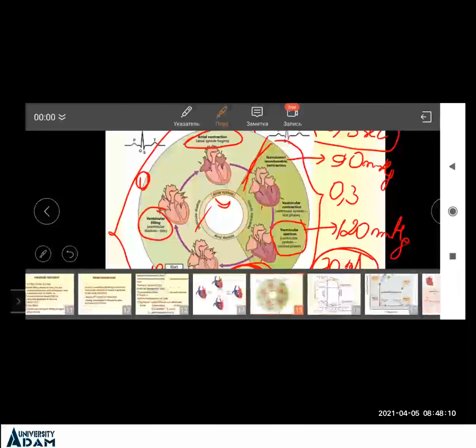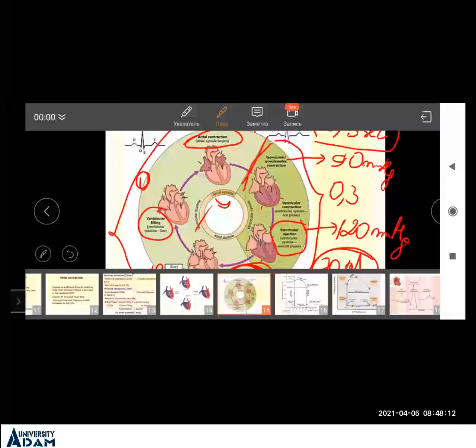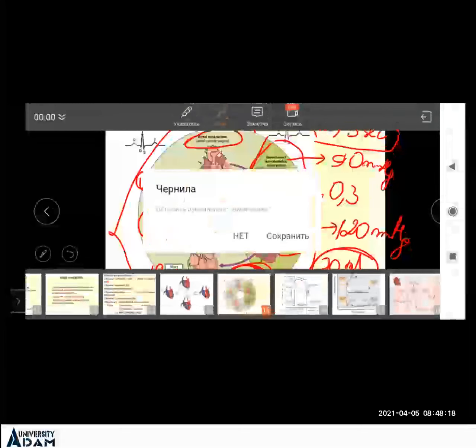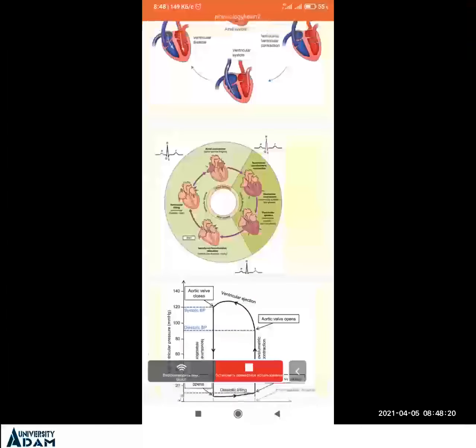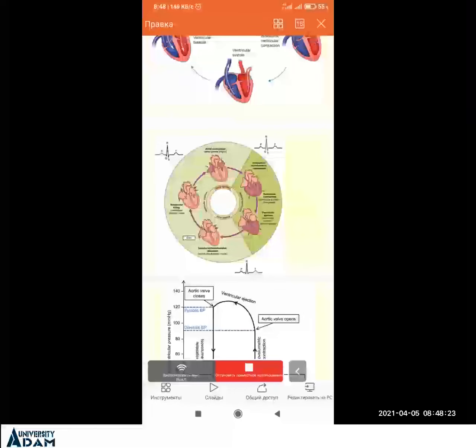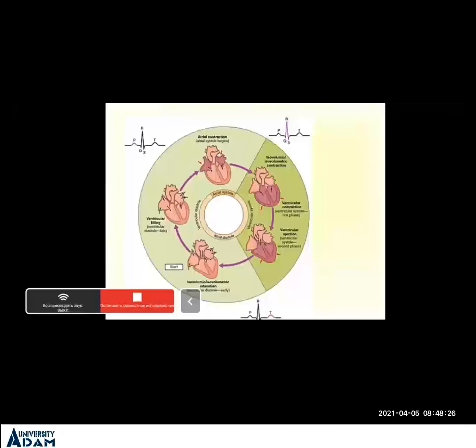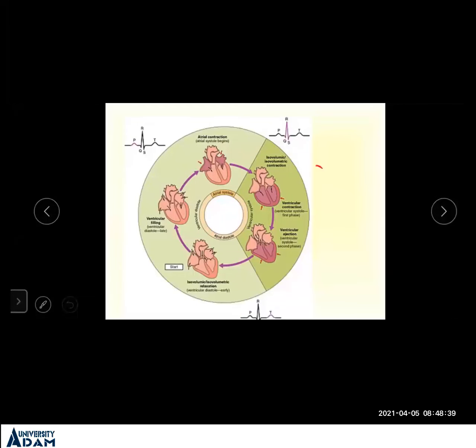So, when do you hear heart sounds? Ma'am, during the isovolumetric contraction, there is a lub sound due to the closure of the mitral and tricuspid valves. Do they close at the same time? Yes, they close at the same time, that's why we hear a clear S1, the lub sound, during isovolumic contraction.